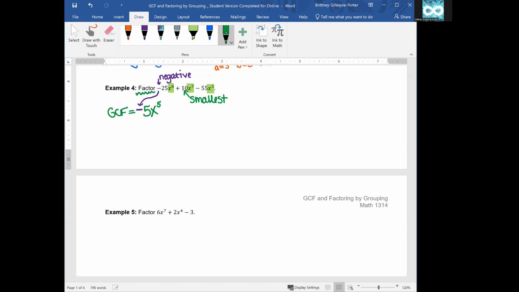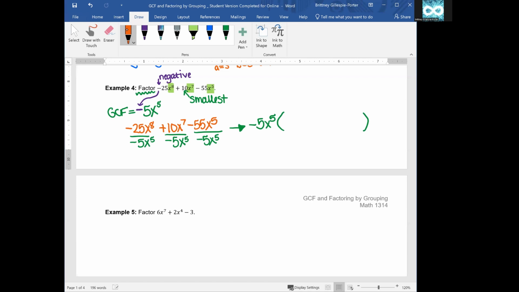Since we are going to factor this out, we're going to take each of our original terms and we are going to divide each of those terms by our GCF, which we said was negative 5x to the 5th. Okay. Since we're dividing out our GCF of negative 5x to the 5th, put it out front of the parenthesis, and let's do the division.